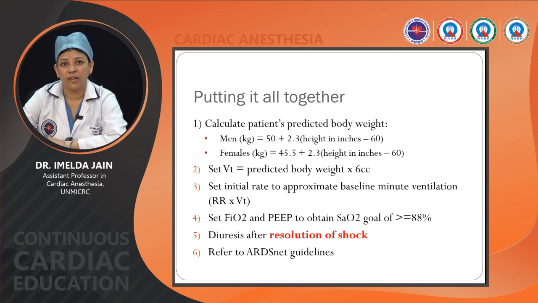The initial rate in the ventilator should be set at the baseline minute ventilation. The FiO2 and the PEEP should be set to obtain a saturation level of more than 88 to 94%. Diuresis should be started after resolution of shock.